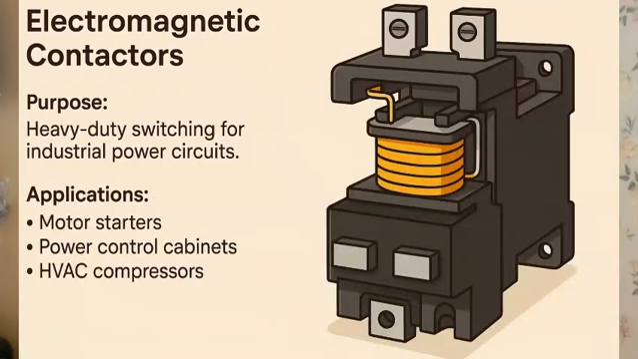Next comes electromagnetic contactors, right? The purpose of electromagnetic contactors is heavy duty switching for industrial power circuits. Applications are motor starters, power control cabinets, and high voltage AC compressors.